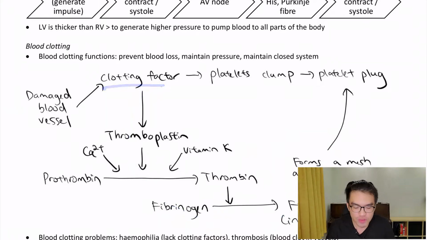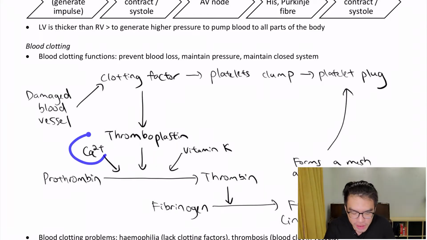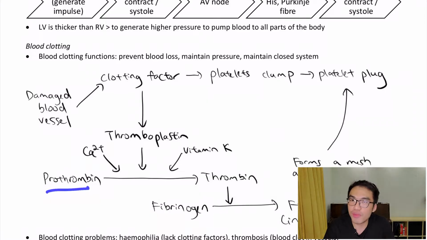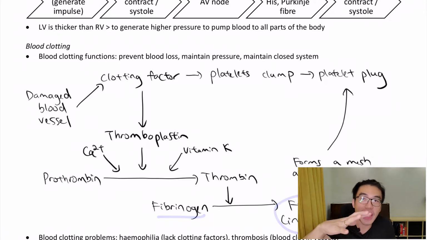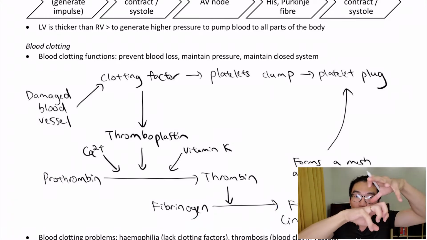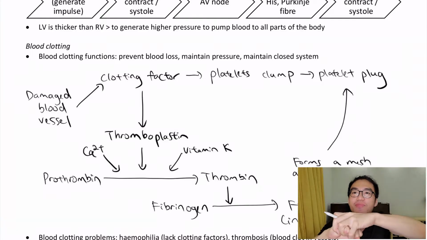This clotting factor will trigger a protein called thromboplastin, and combined with calcium ion and vitamin K, they will stimulate prothrombin to convert into thrombin, and thrombin will stimulate fibrinogen to convert into fibrin. This fibrin is like a mesh. It's like a web that will hold this platelet plug together.